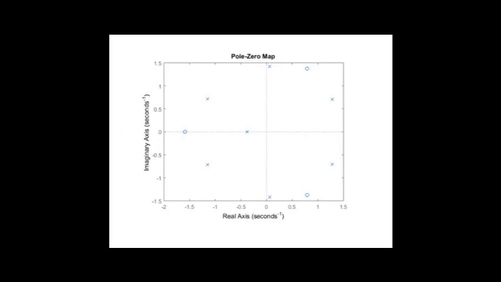On the screen, you see the MATLAB response. In the slide, there are 7 cross marks, meaning 7 poles. And there are 3 circles with dots, meaning 3 zeros. This is what we expected.